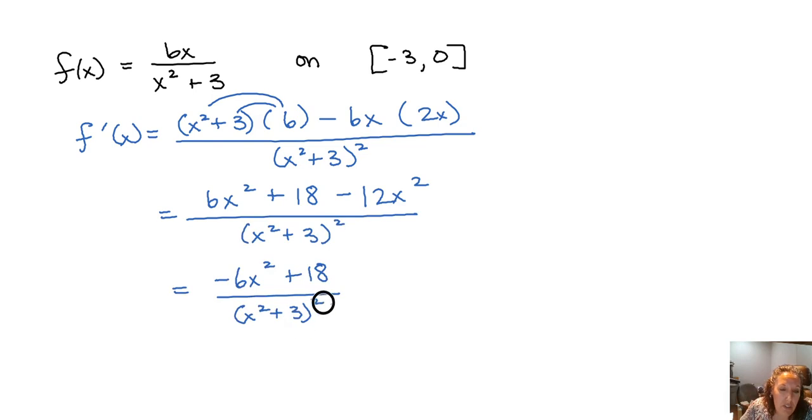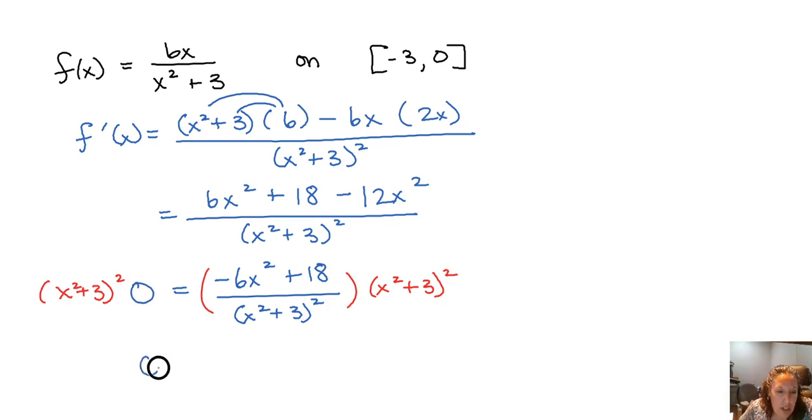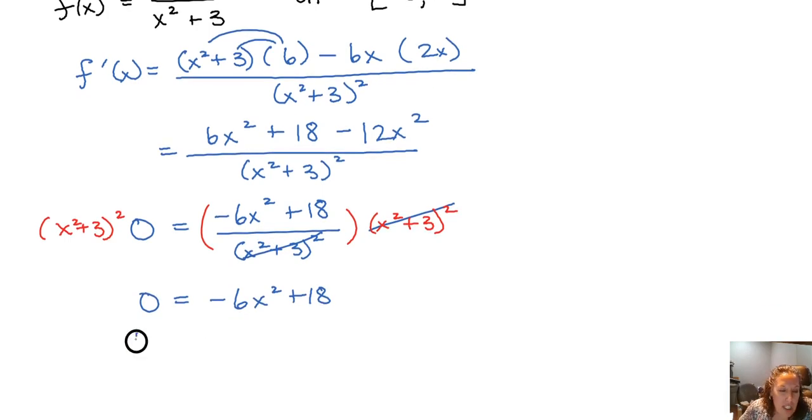So we did say that this is never going to be undefined, but it is going to equal 0. We can multiply both sides by that denominator. If we multiply our denominator times 0, we're still going to get 0 on the left. On the right-hand side, that denominator is going to cancel out, and we're left with just our numerator. And so if we move our 6x squared to the other side, we'll get 6x squared equals 18. Dividing that by 6 will give us x squared equals 3, and x equals plus or minus the square root of 3.